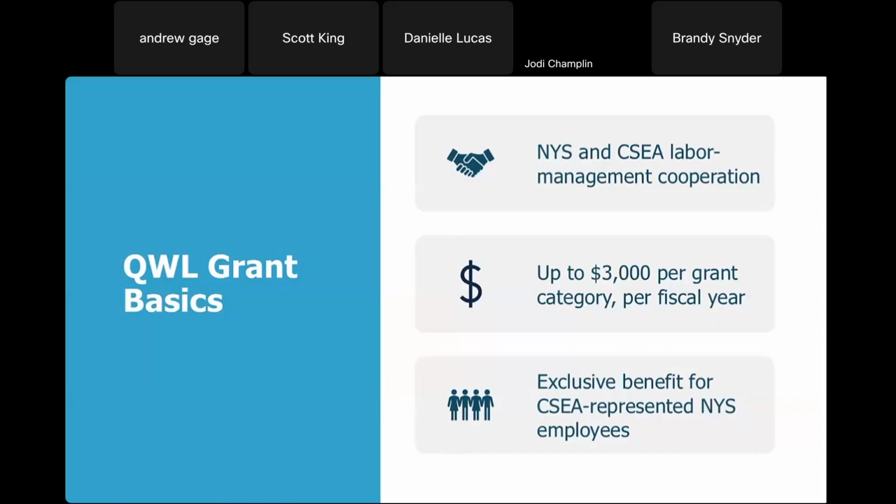A couple of important things to note. First, the QWL grant application requires cooperation from both CSEA leaders and state management representatives. Second, the grant funds must be used for the exclusive benefit of CSEA represented New York State employees. However, once the items are purchased, PEF and MC employees are allowed to use them at the discretion of labor and management. Again, moving forward, all of this information we are discussing today can be found in the QWL guidelines and how to apply sections located in your handouts and on our website.